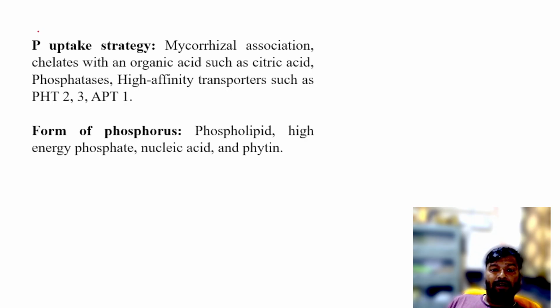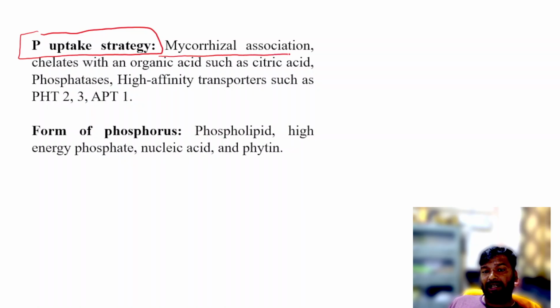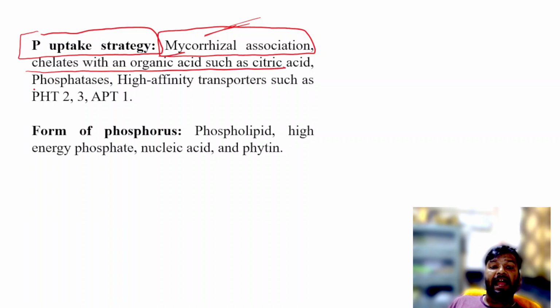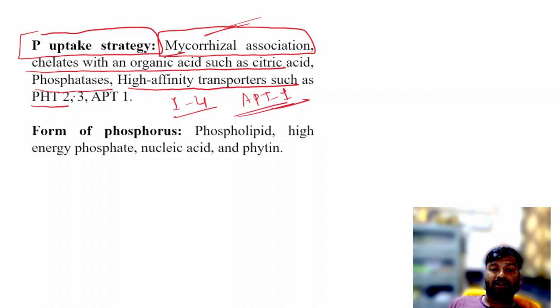Then next, how we can improve the phosphorus uptake strategy. So we can increase the phosphorus uptake by the association of mycorrhiza, okay, chelates with the organic acids such as citric acids, okay, activity of phosphatase enzymes and the activation of high affinity transporters such as PHT 1 to 4, APT1. So these are the transporters for the phosphate uptake.